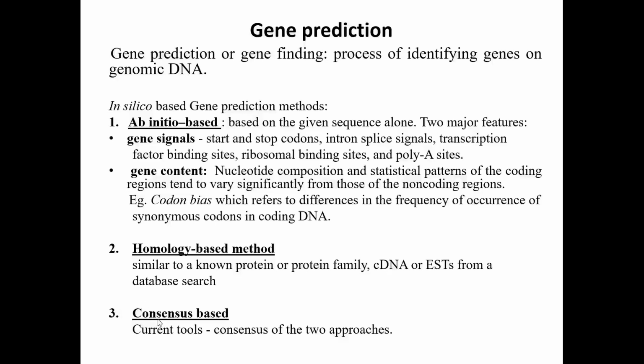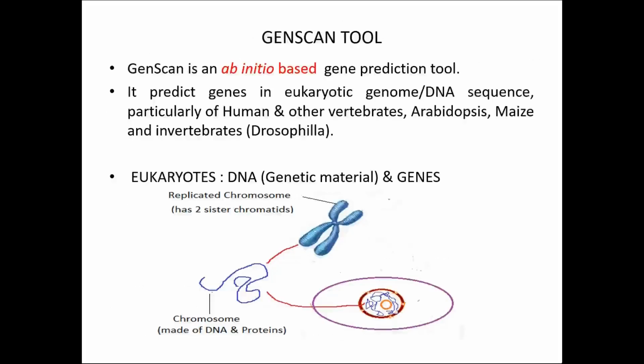Next is consensus based method. This is the method which many of the current tools use. It combines both ab initio based and homology based method, and hence the accuracy is more. GenScan is an ab initio based gene prediction tool. It predicts genes in eukaryotic genome, particularly of human and other vertebrates, plants, Arabidopsis and maize, and in invertebrates, Drosophila.